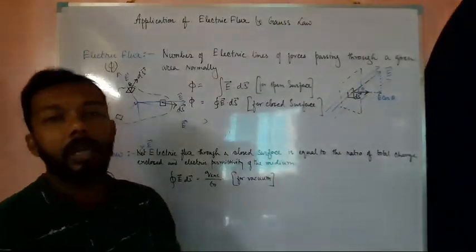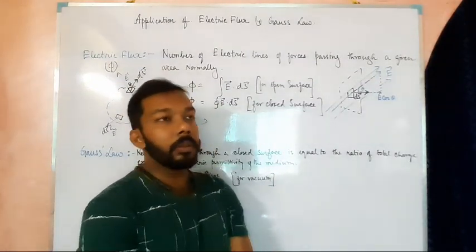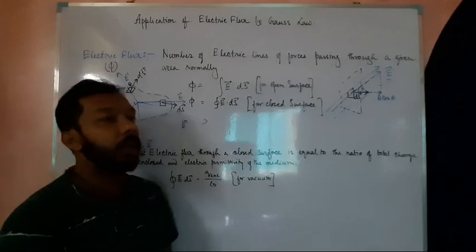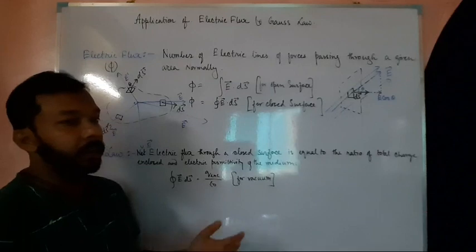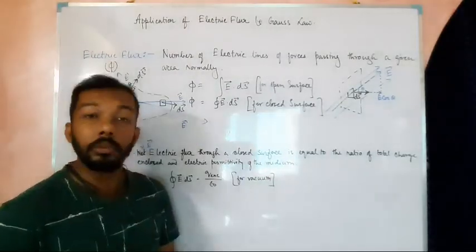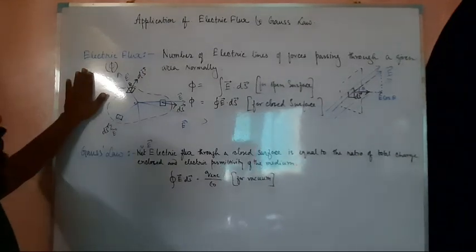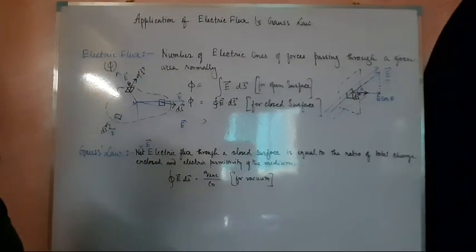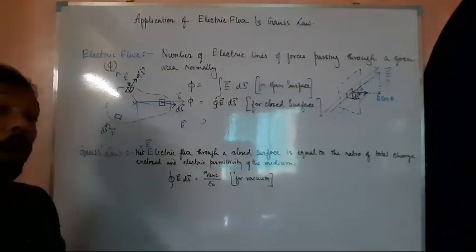That means actually we are about to do some numerical problems on these topics, and before that I am just trying to remember the theory behind those numerical problems that we have to use today. So what was that? Electric flux. What do we mean by electric flux? Electric flux means the number of electric lines of force passing through a given area normally.